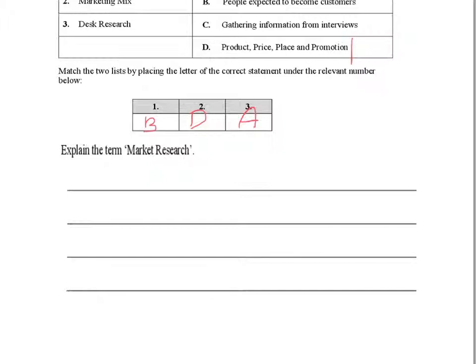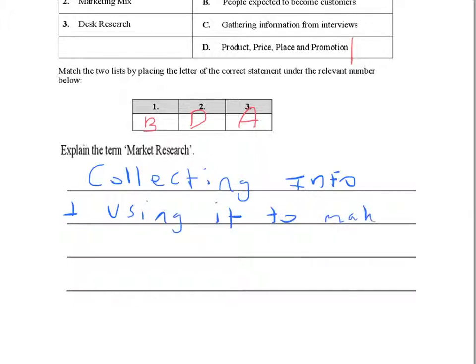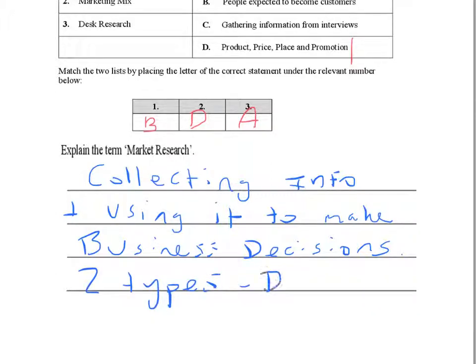Okay, so the next question asks you to explain market research. And you know from our definitions in class that market research is about collecting information, and then using it to make the business decisions. Obviously, research, going out, collecting information, and using it to make decisions. The 2 types that we learn in class are desk and field.